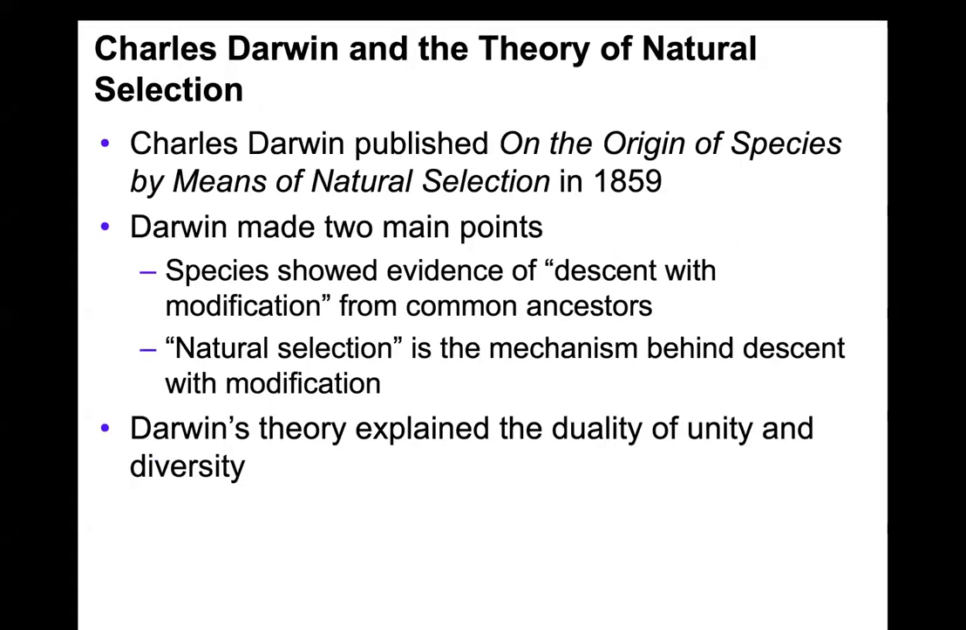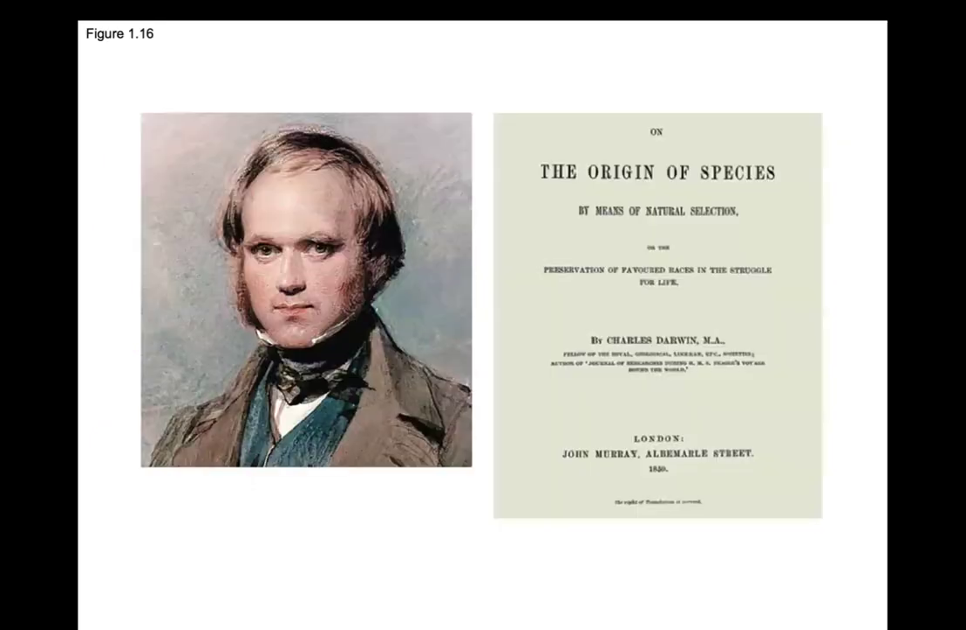Charles Darwin published On the Origin of Species in 1859. Darwin made two main points. One, that species showed evidence of descent with modification from common ancestors, and that natural selection is the mechanism behind descent with modification. Darwin's theory explained the duality of unity and diversity.